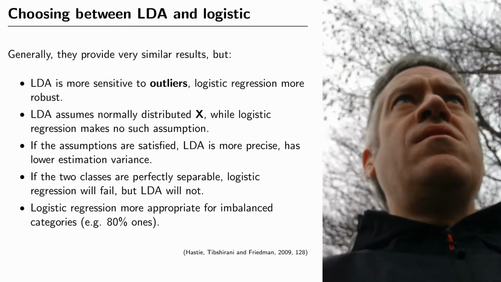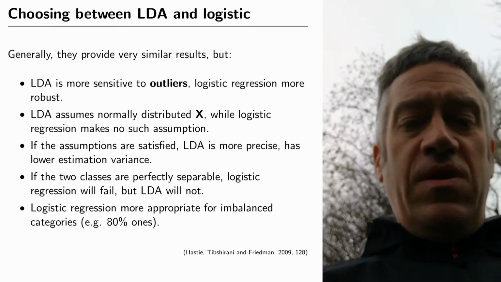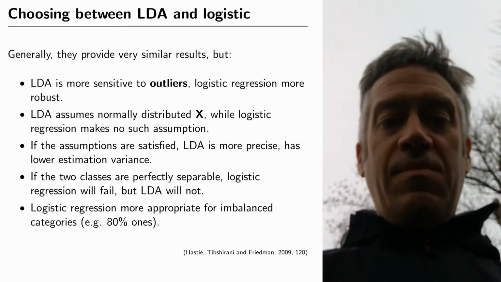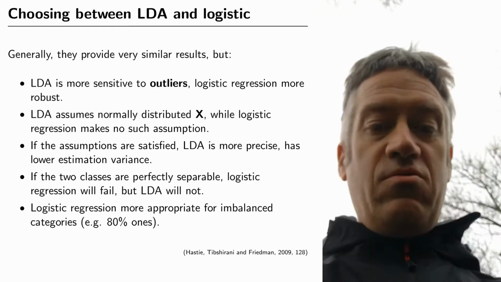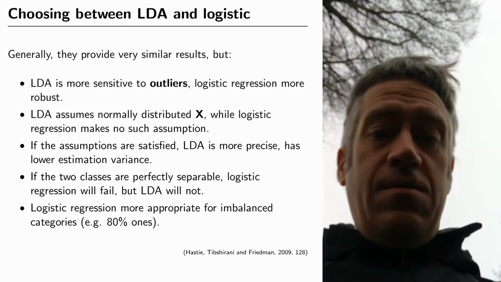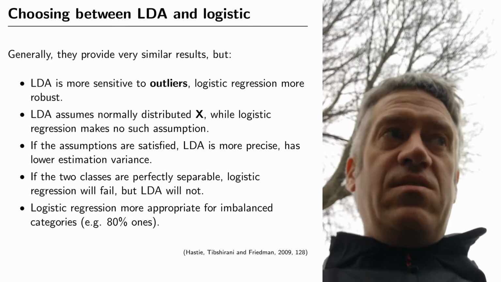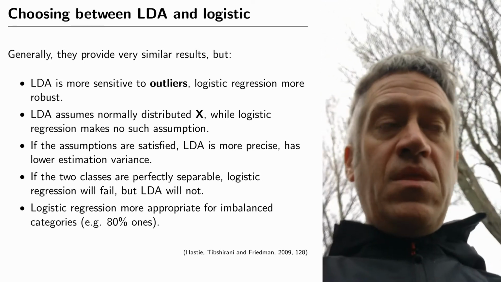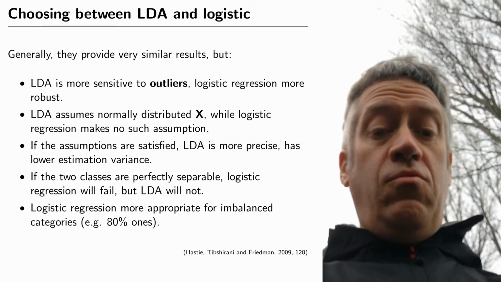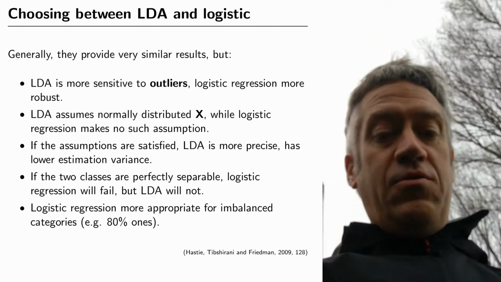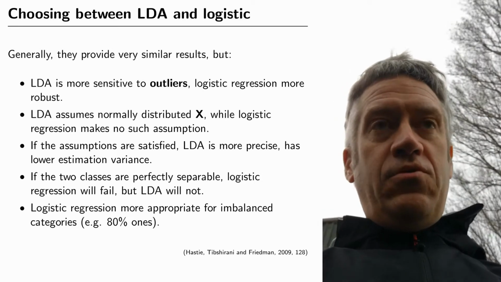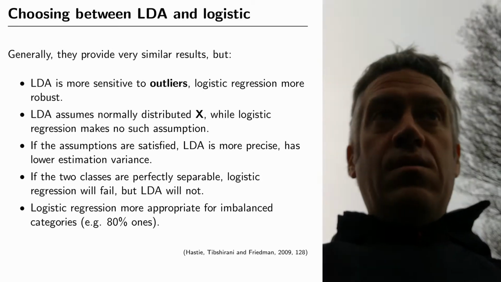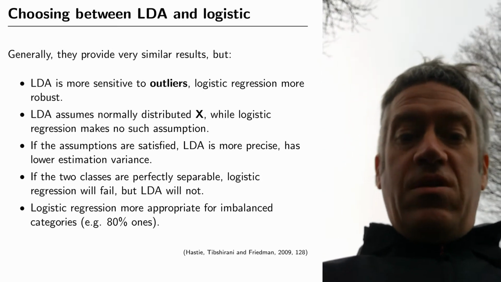And finally, when the data is very imbalanced, so when you think about the ones and the zeros, if there are many more ones than zeros or many more zeros than ones, then logistic regression is more robust to this as well. So logistic regression is more robust, but LDA is able to deal with perfectly separable data and can be more efficient when all the assumptions are met.